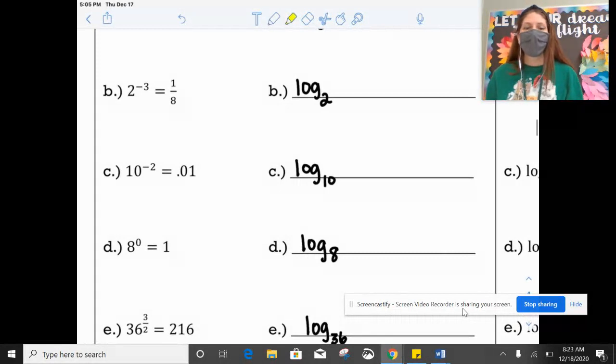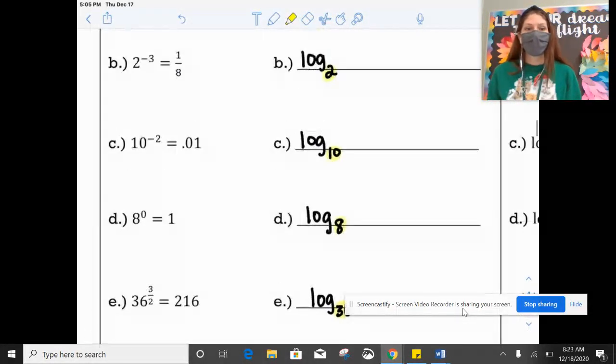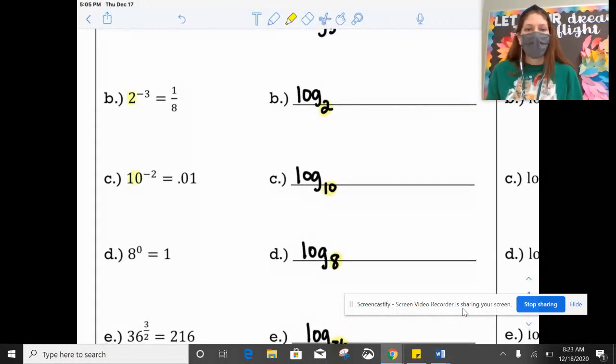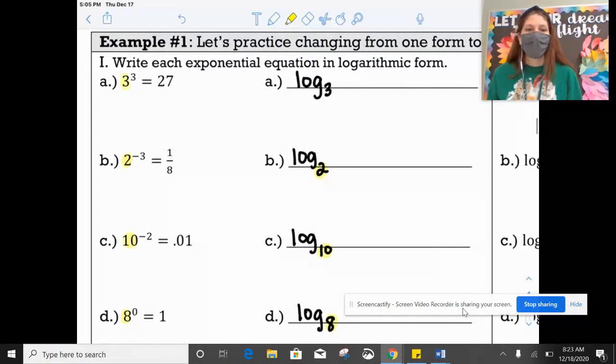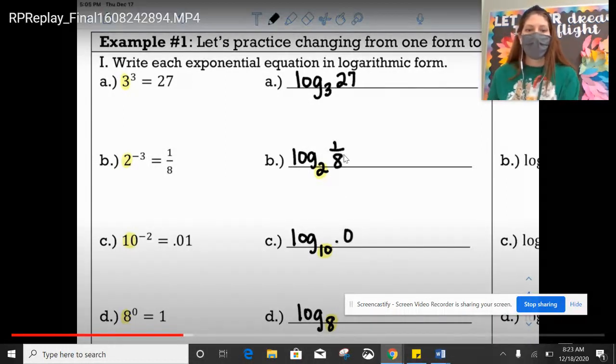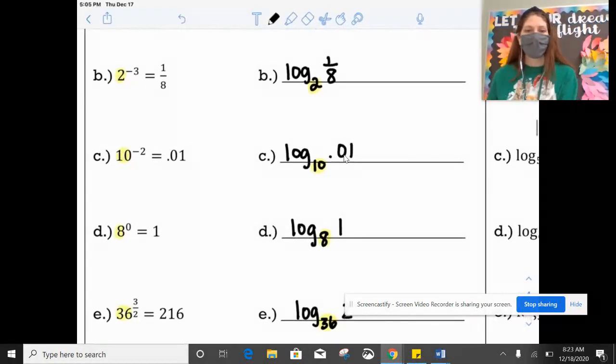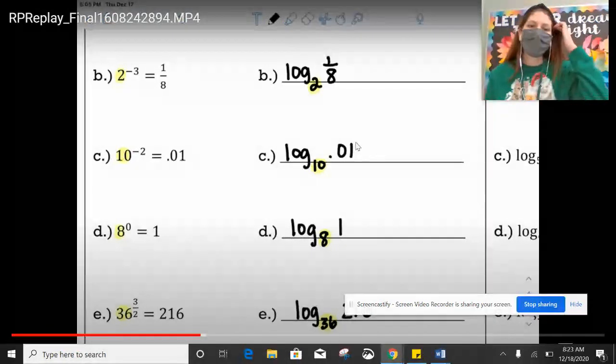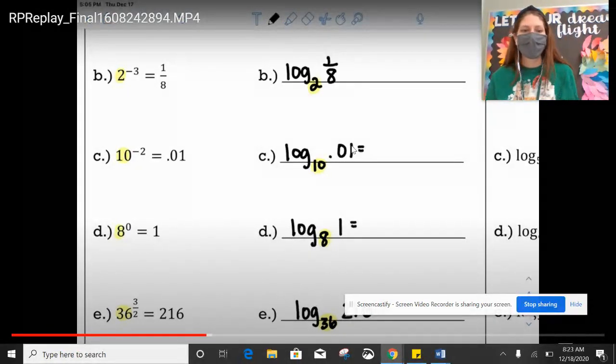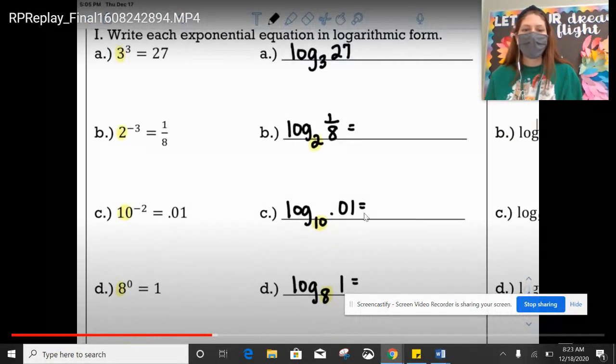Now what follows the word log is what your answer was. For part A, my answer is 27, so log base 3 of 27. And then in B, log base 2 of 1/8. C, log base 10 of 1/100th. Notice how I read the decimal correctly. That's what you want to do whenever you encounter a decimal. D is log base 8 of 1.